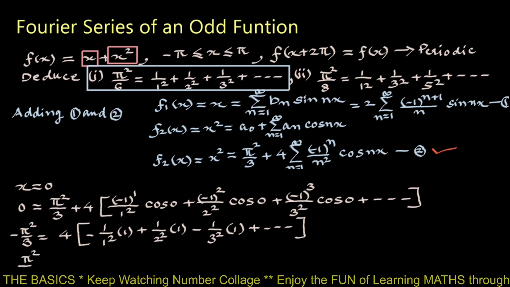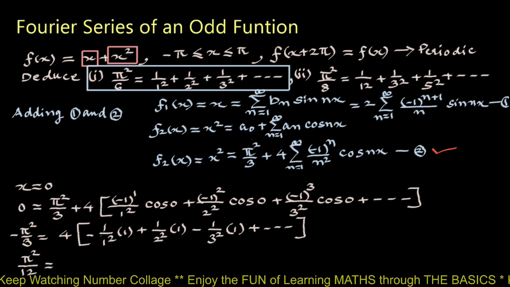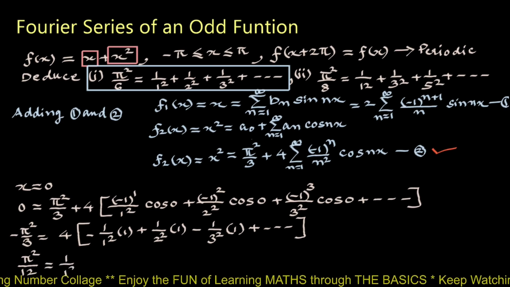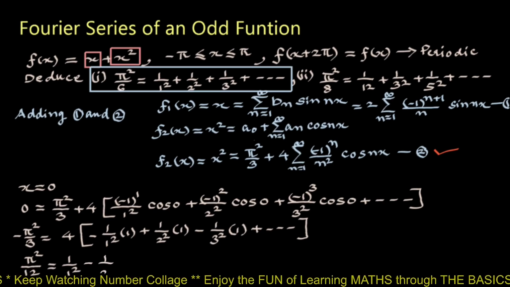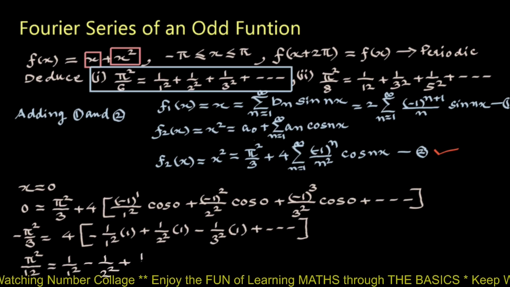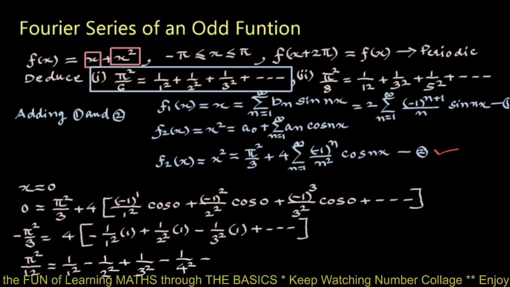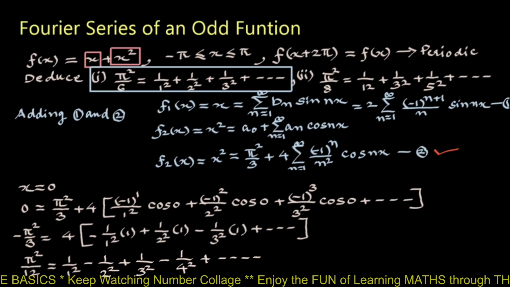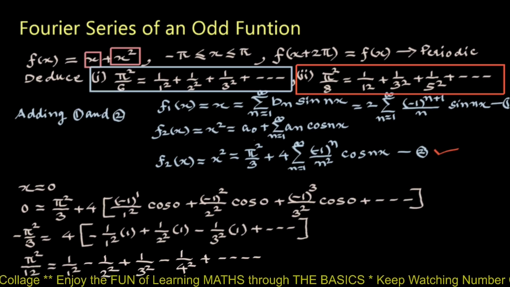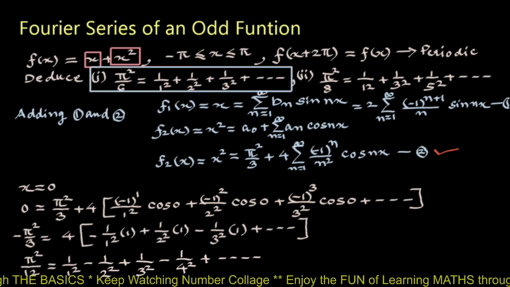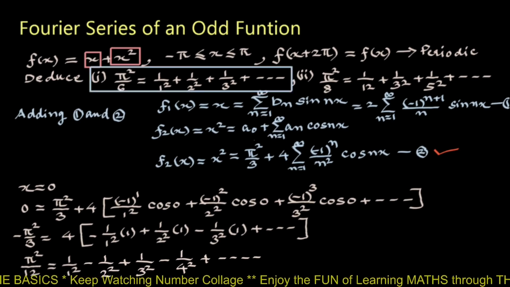Pi square upon 4 3s are 12. Here also the signs will change. It will be 1 upon 1 square minus 1 upon 2 square plus 1 upon 3 square minus 1 upon 4 square plus so and so forth. Now in order to get deduction 2, this one, we will add deduction 1, this one, and the expression that we have just obtained, this one.